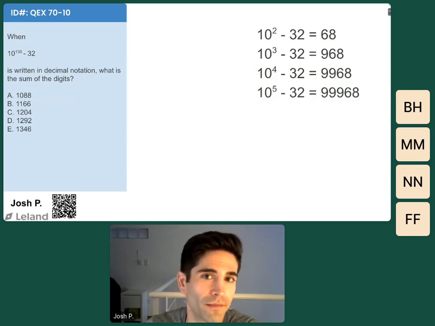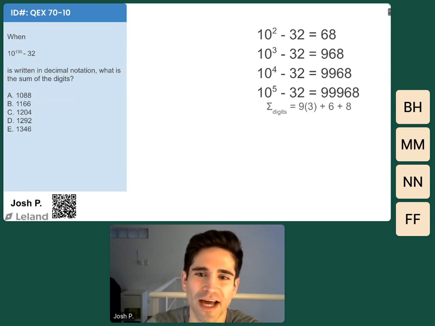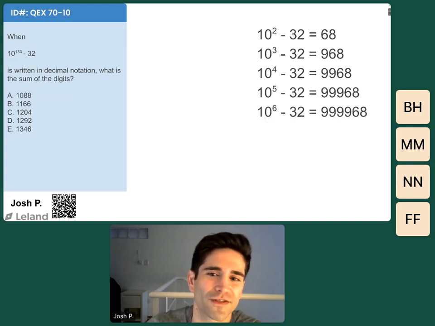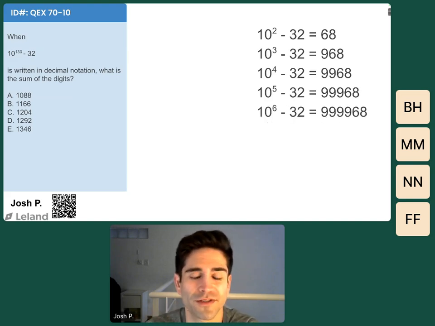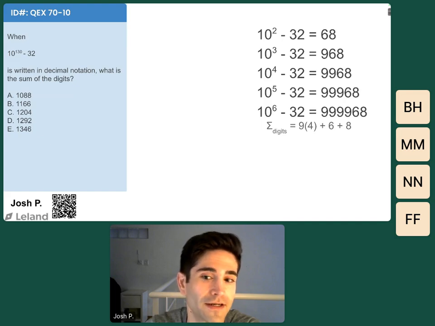10 to the 5th minus 32 is 99968. And I'm not speaking German, I'm just repeating nines. And that is where the pattern should start being evident for you. There's a pattern coming. Yes. So 10 to the 6th minus 32 is just another 9. Sum of digits, 9 times 4 plus 6 plus 8.